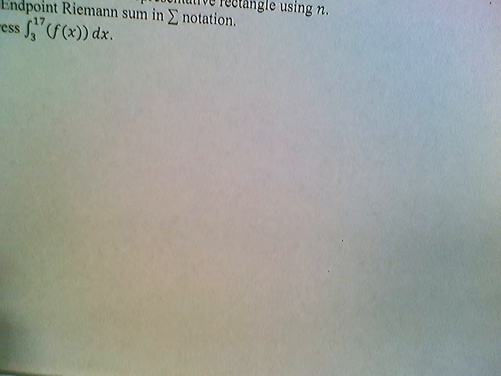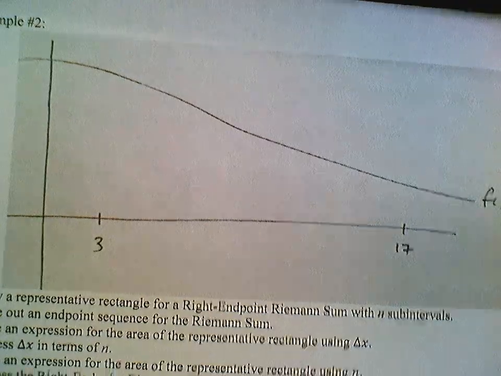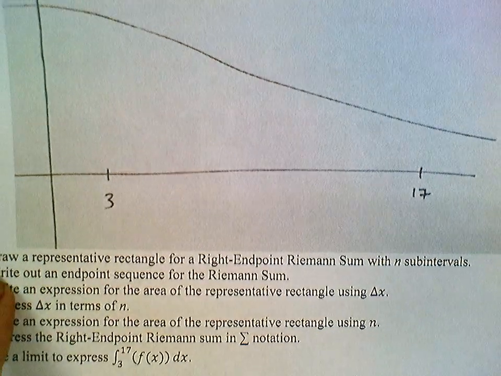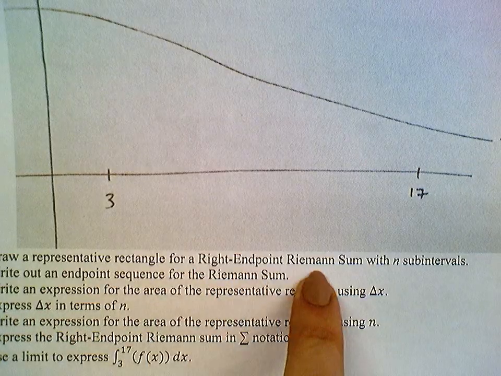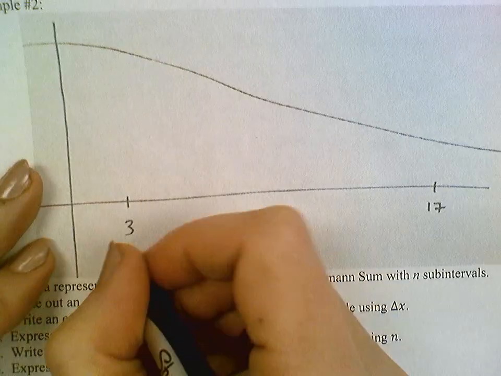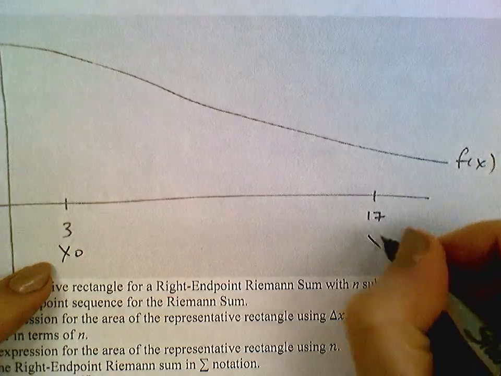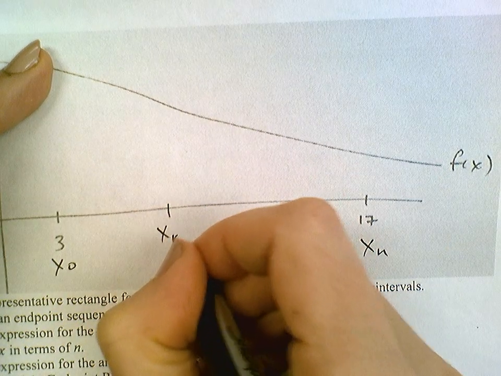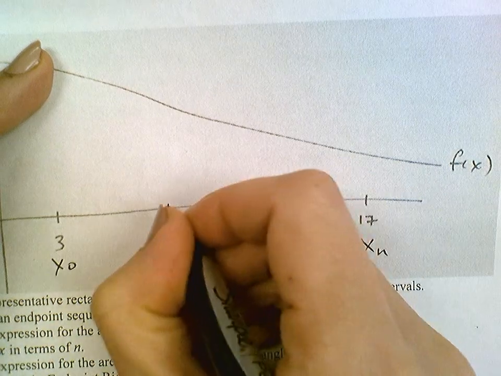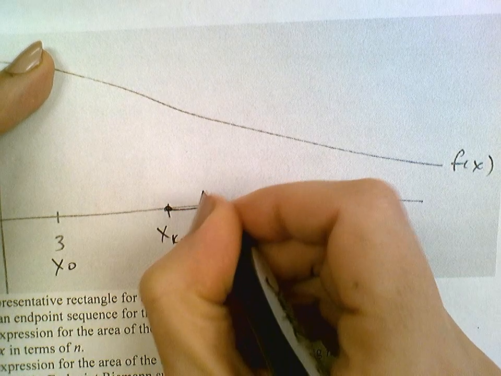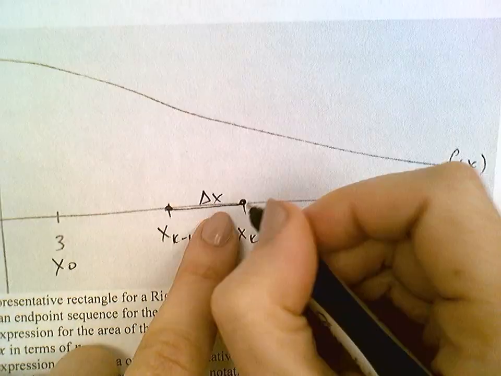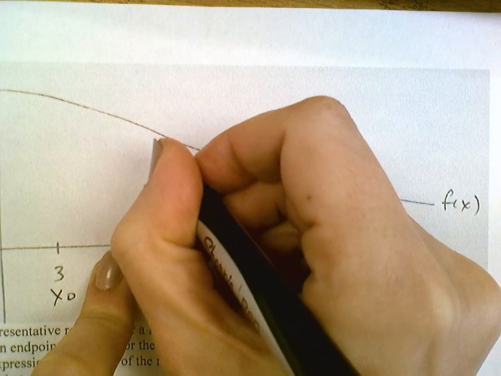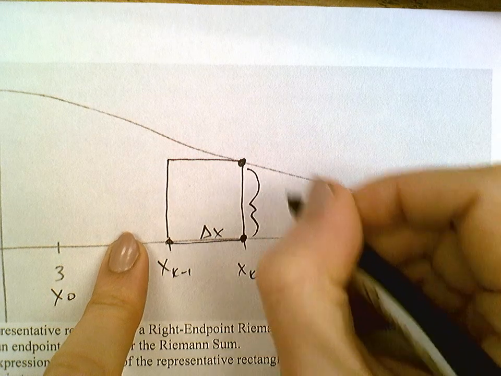Now, let me do another example, because you're also going to be asked to do a right endpoint example. I'm going to rush, so pause the video, slow it down. Draw a representative rectangle for a right endpoint Riemann sum. Again, with n subintervals, x sub n, and then x sub k minus 1, x sub k. This is delta x. This time you're using the right endpoint to go up to the graph, and that's your height.